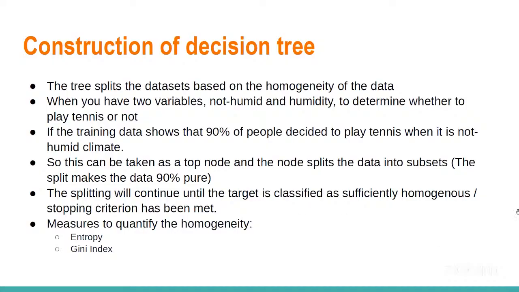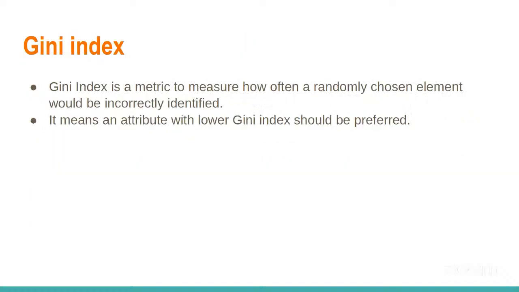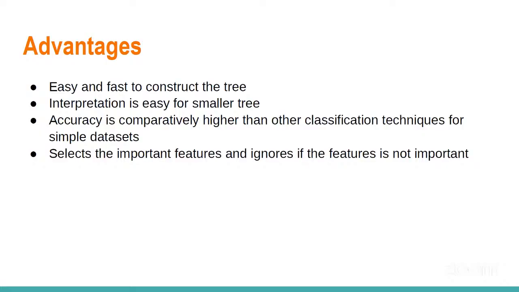Some measures to quantify this is called Gini index. Again, you don't need to worry about what a Gini index is. The advantage here is it's easy and fast. It can select very important features. It can basically say which question to ask first, which question to ask later, and so on.